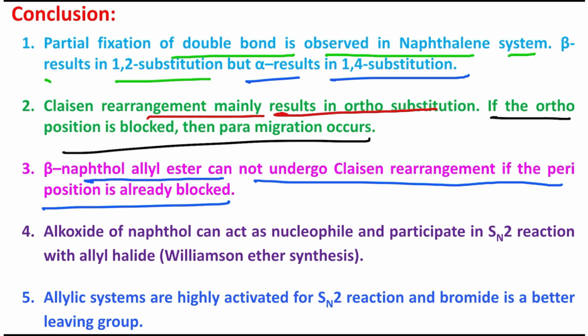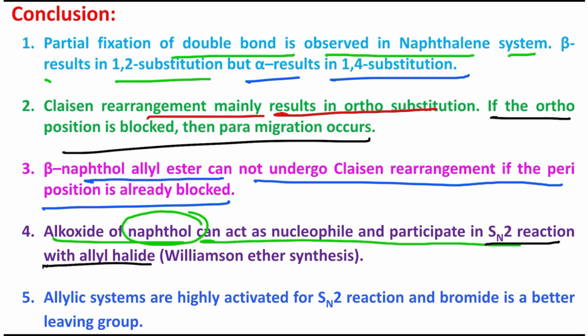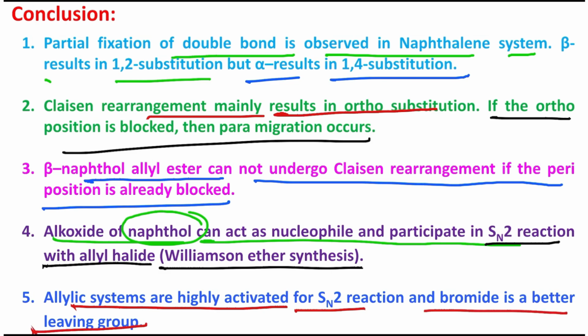This alkoxide, naphthol oxide, whatever, phenoxide, naphthoxide, can also act as a nucleophile and participate in an SN2 reaction with allyl halide. And this reaction is actually the Williamson ether synthesis. And remember, students, these allylic systems are highly activated for SN2 reaction, and bromide is a better leaving group. And why SN2? Because of the conjugation of the double bond. So this is the end of discussion.